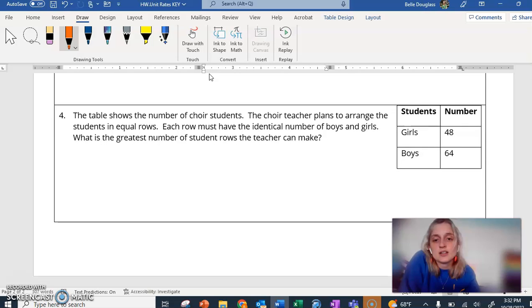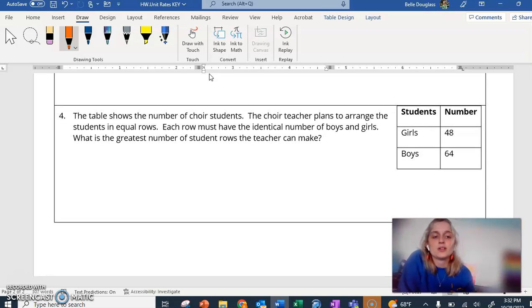Last one, this one I will do with you, or at least I'll set it up for you. The table shows the number of choir students. This is the table, not like a table you eat on. The choir teacher plans to arrange the students in equal rows. Okay, so that means the same number of kids in each row. Each row also has to have the same number of boys and girls. So you can't have 4 boys in one row and then 2 boys in the next row, because that's not the same. You've got to have the same exact pattern.